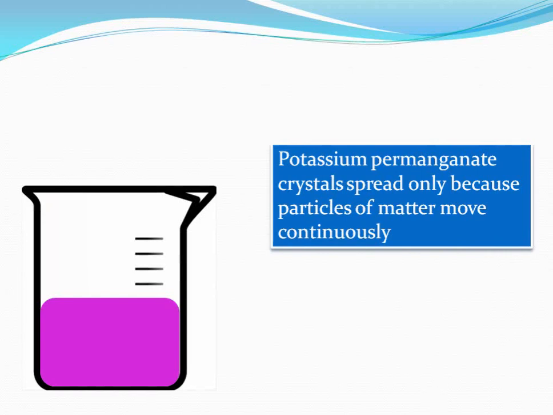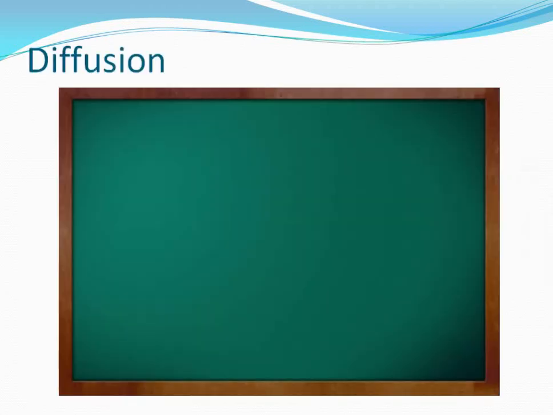Now there's another small concept related to the motion of matter particles. This concept is called diffusion. You see, until now we were saying that the particles of matter are continuously moving, but in which direction do the particles of matter move? After all, do they move straight? Do they move to the left? Or do they move randomly anywhere? There is a certain direction in which the particles of matter move, and that direction is defined by diffusion.